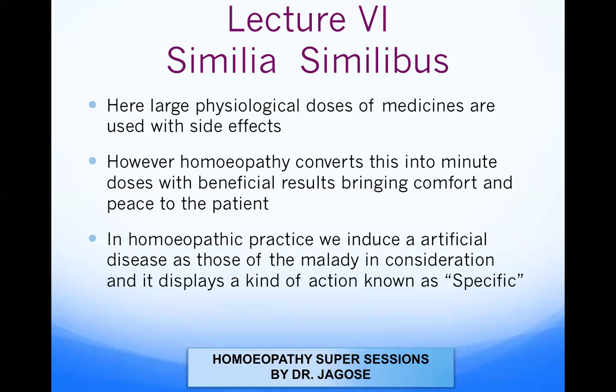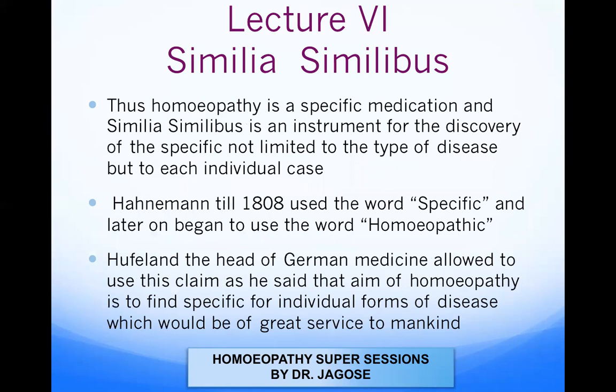In homeopathic practice, we induce an artificial disease similar to the malady in consideration, and it displays a kind of action known as specific. So, in homeopathic practice, when we see a patient and choose a remedy according to the totality of symptoms and give it in an infinitesimal dynamized dose, it will create an artificial disease which is similar to that under consideration. That means similar to that of the patient. And it will display a kind of action known as specific.